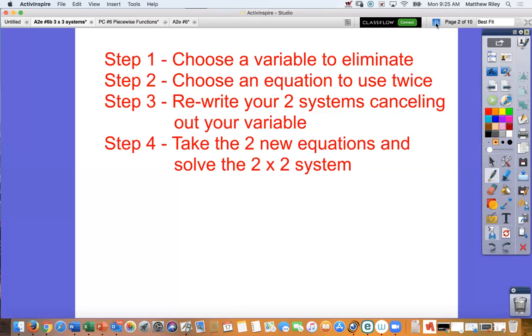Rewrite your 2 systems when you cancel out the variable. And then we're down to a 2x2 system. I'll give you about 30 more seconds on this page, then we'll start problem 1. And typically in math, I don't do a ton of examples, but today I will. I want to make sure that you've got this down.